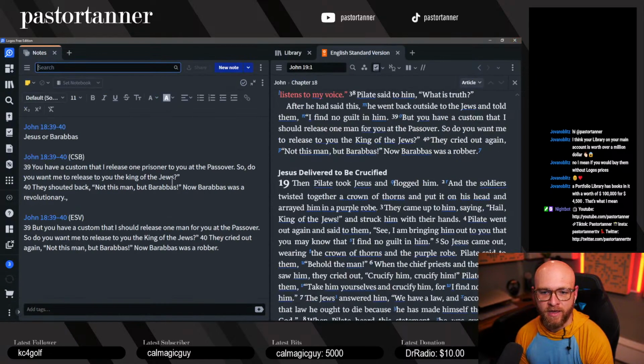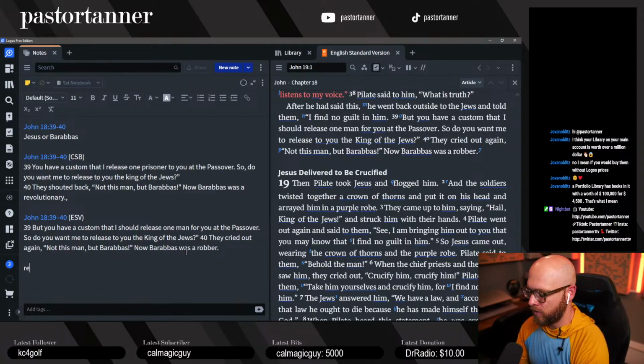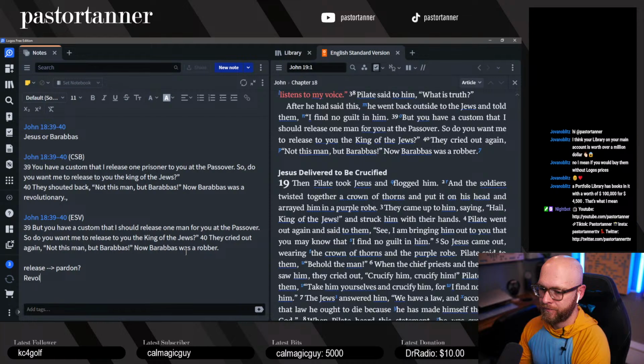Okay, so perfect. That was a great comparison. And so we go release to pardon, question mark, and then revolutionary to freedom fighter, really Jewish freedom fighter is how he had it.